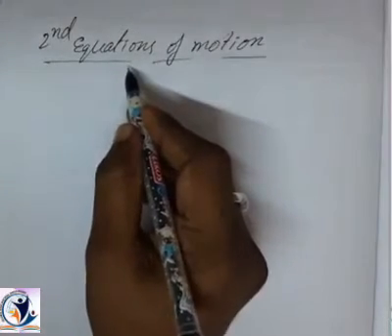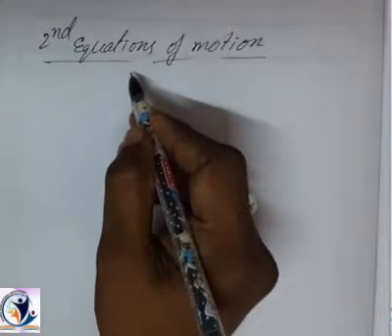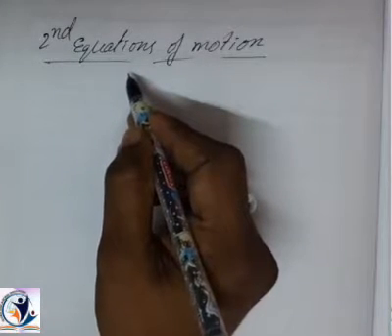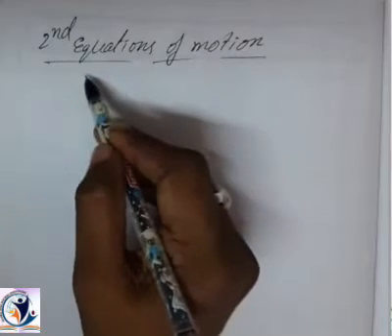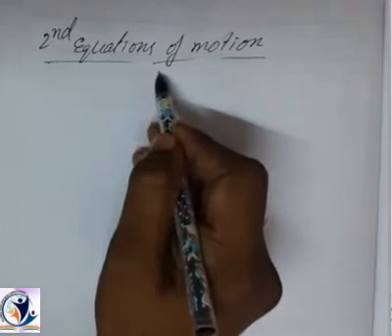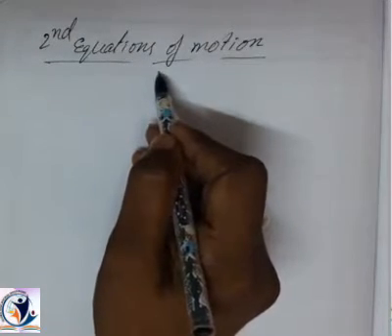In the second equation of motion, we have taken the concept of acceleration first of all. We have taken the concept of acceleration for the first equation of motion. Okay, then what is going to happen?